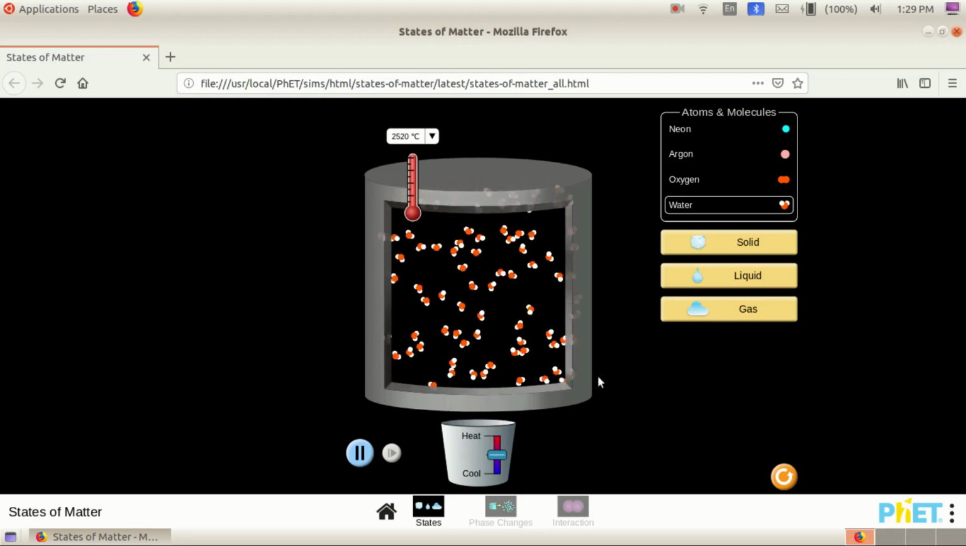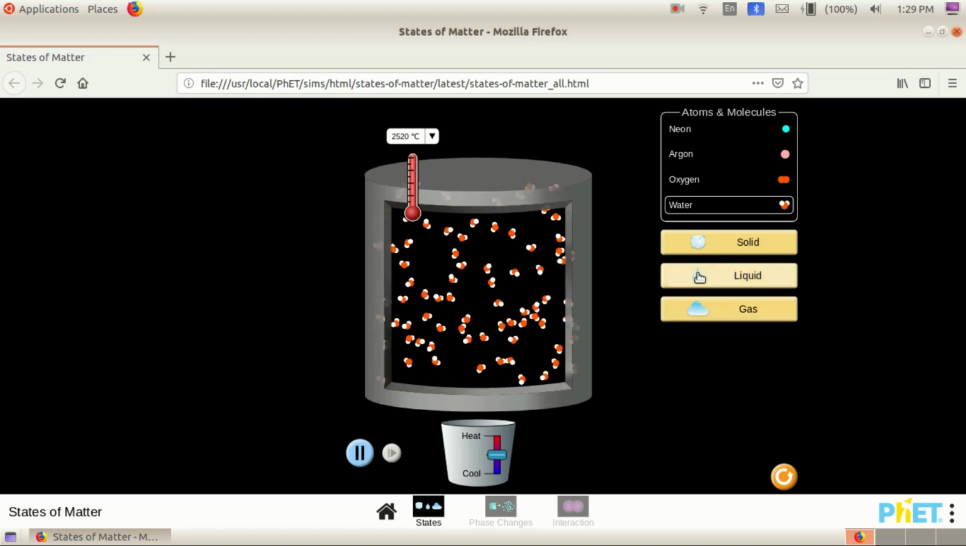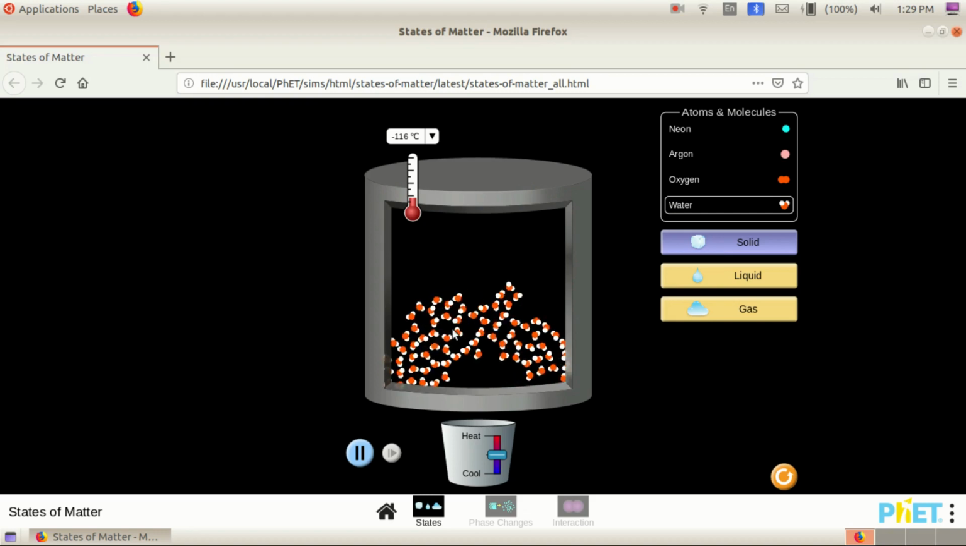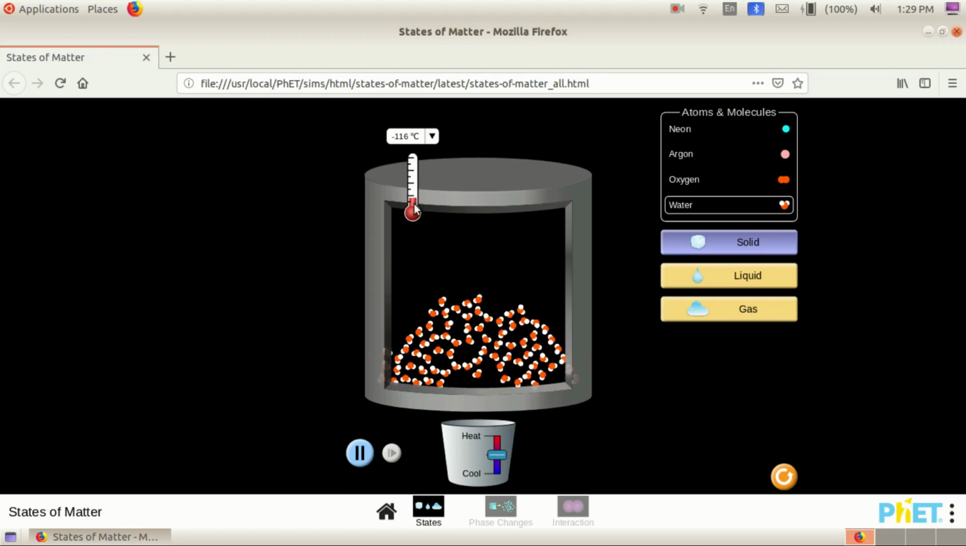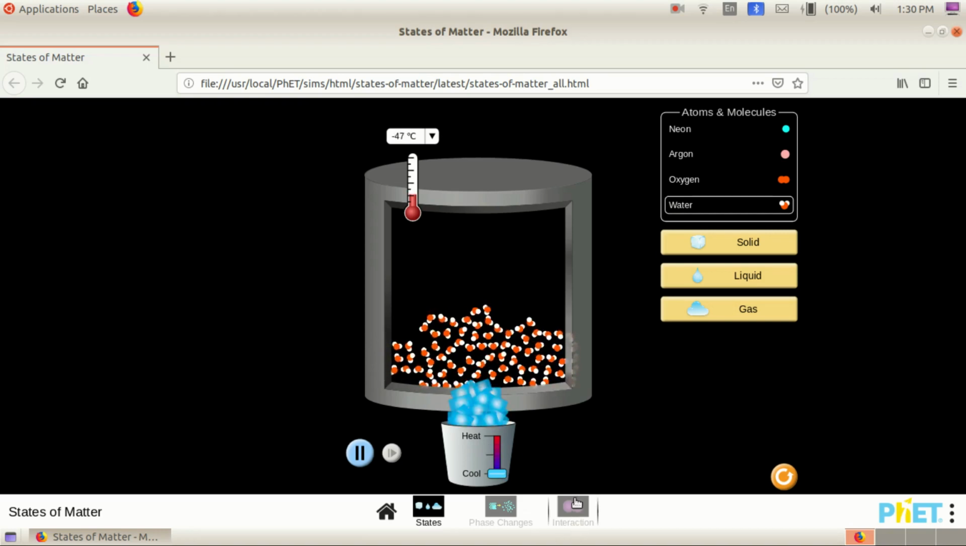Next, let us take a solid state, liquid state. Look here, solid state of water. What is this? Do you see? It is the ice stage, you know. Here you can see minus 116 degrees Celsius. Okay, if we increase that a little. Let us heat it, a little increase. Now minus 77 degrees. A little more increase. Okay, look here, if the heat increases, the minus becomes less.